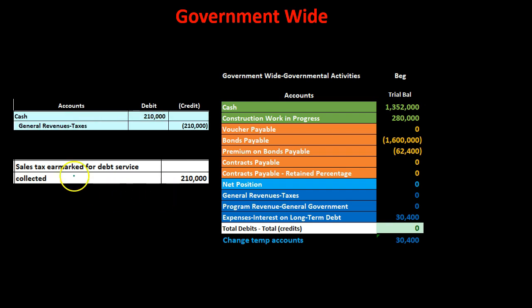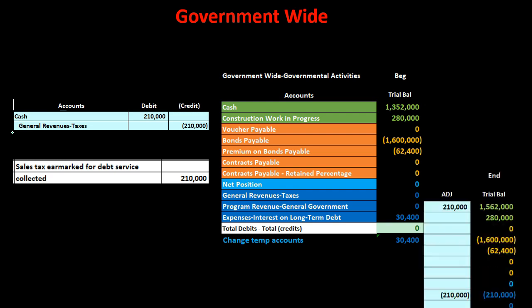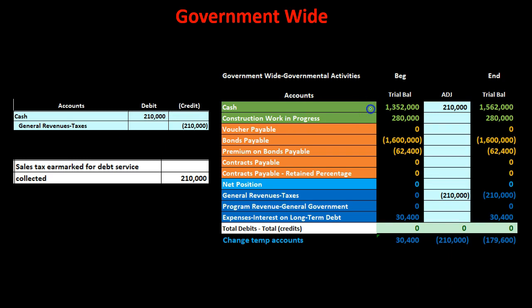So if we take a look at that, then we're going to say that cash is going up because we're collecting on sales tax, and that's going to be a form of revenue to the government-wide type of activity. So we're going to credit the general revenue account. If we post this out then in the government-wide activities, we see that cash is going up with a debit. So we're debiting the cash, and then the other side's going into the general revenues. So we're down here in the general revenues for the taxes. It goes up with a credit.